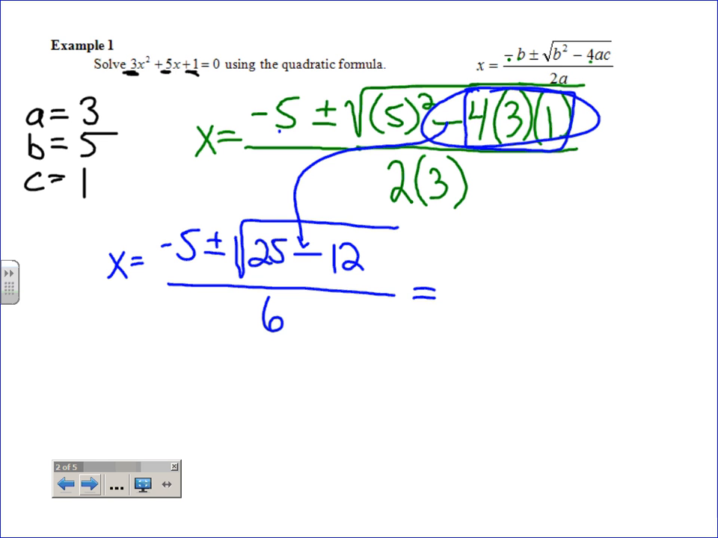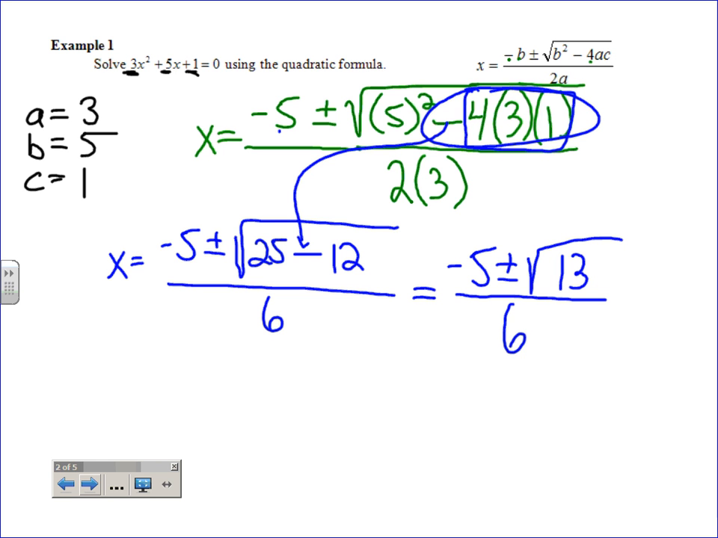So now let's go ahead, equals. So it's the opposite of 5, plus or minus the square root of 13, all divided by 6. Now, if they ask you for the exact answer, well, there it is. That's exact. That's as good as you can get.